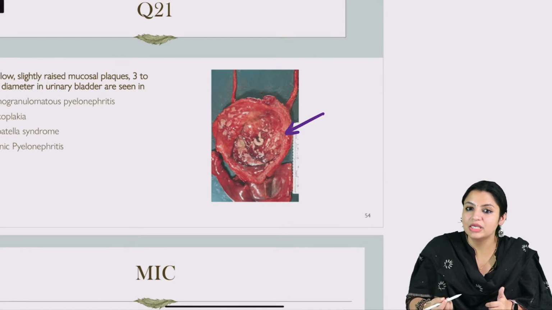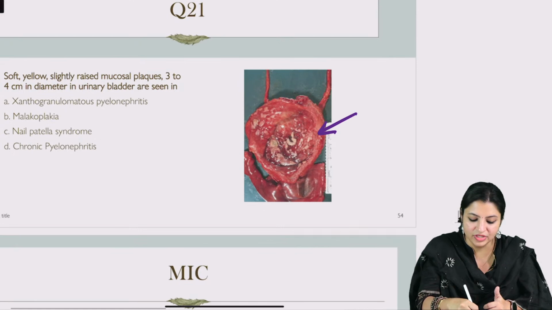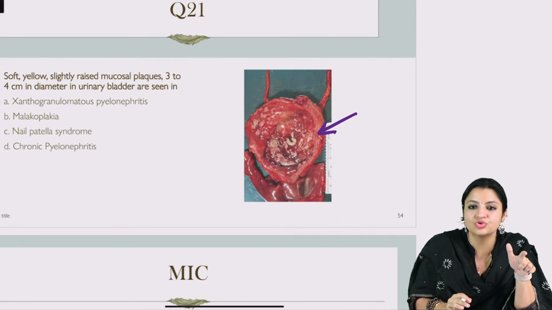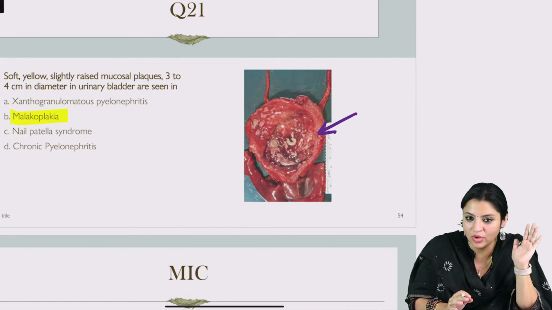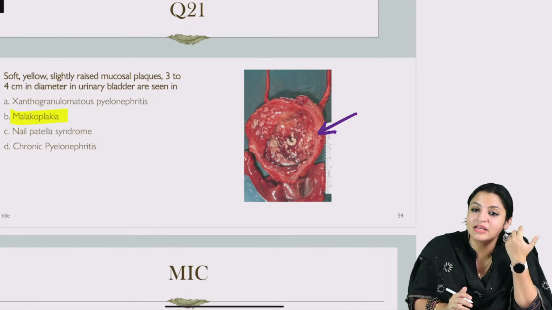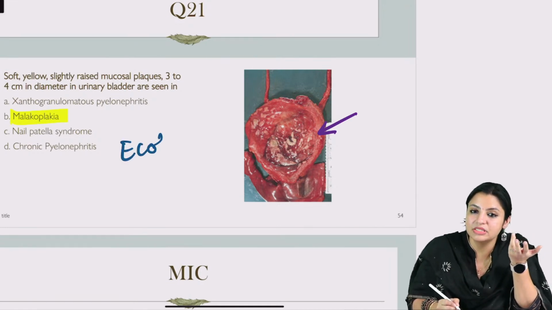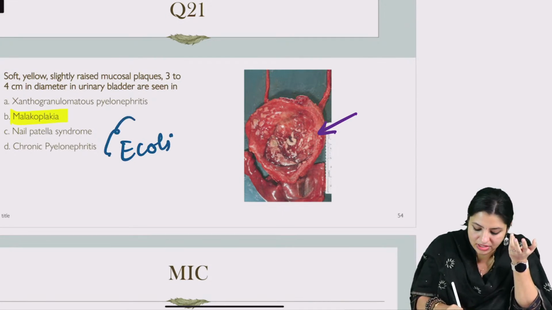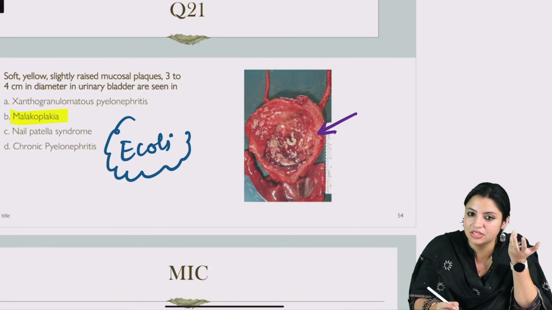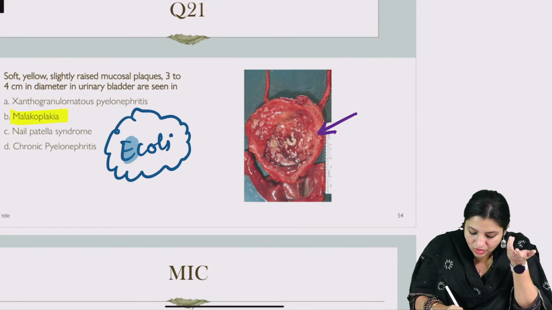Malacoplakia is an entity which occurs in the urinary bladder, and I hope all of you have heard my story of this. There was a saint who used to convert people into stone, like when they say you will turn into stone. The urinary bladder has a lot of E. coli infection. In people with malacoplakia, the macrophages cannot kill this E. coli, so they calcify it. These E. coli get calcified.